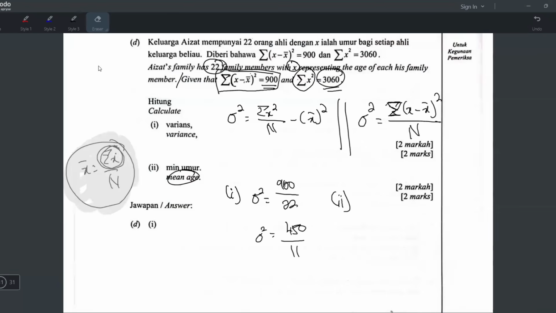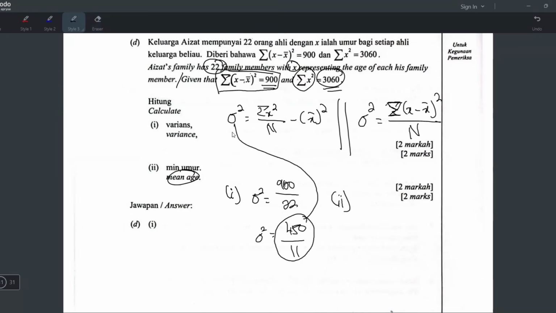Well, very easy, because you already have the variance. So why not put the variance back into this formula, and the total x square you put 3060, and then the n is 22, and then you can just rearrange to find the mean. But sir, I thought you said this question cannot use this formula. Yes, just now we couldn't use it, because we didn't have the mean. But now you have obtained the variance, so you can substitute back inside to find the mean.